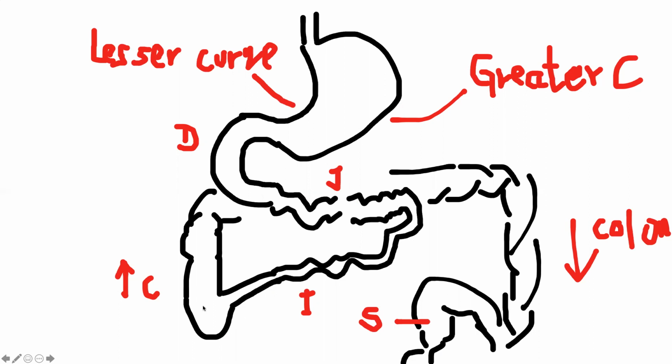The cecum will go upward as the ascending colon, and it will cross to the left side as the transverse colon, and it will come down as the descending colon, and finally it becomes a sigmoid shape, which is called the sigmoid colon, and finally it will end up with the rectum and anal canal. So this is the very rough idea of the gastrointestinal tract.